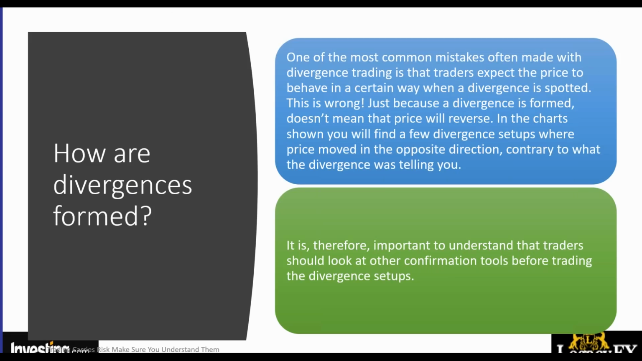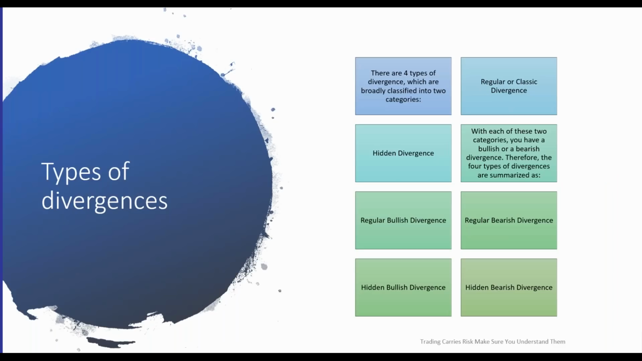Now, one of the most common mistakes made with divergence trading is that traders expect the price to behave in a certain manner when a divergence is spotted. This is wrong. Just because a divergence has formed doesn't mean that the price will reverse. In the charts we're going to show you in a minute, you'll find a few divergence setups where price moved in the opposite direction, contrary to what the divergence was telling you. It is therefore important to understand that traders should look for other confirmation tools before trading divergence setups.